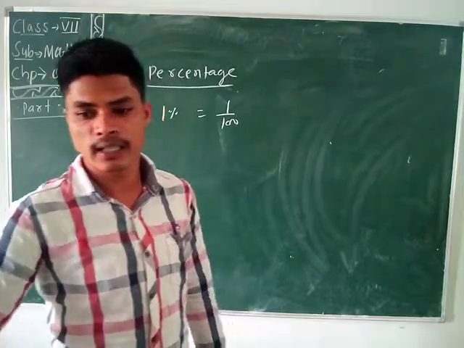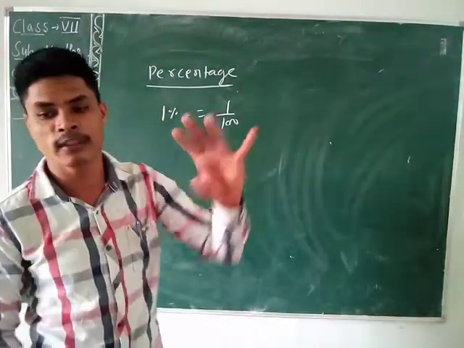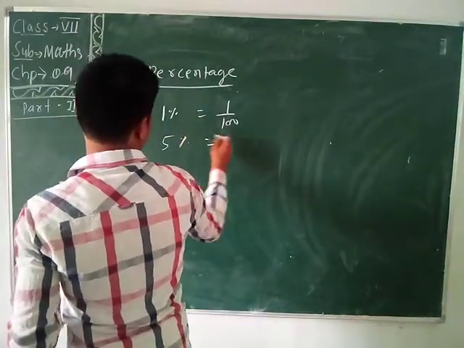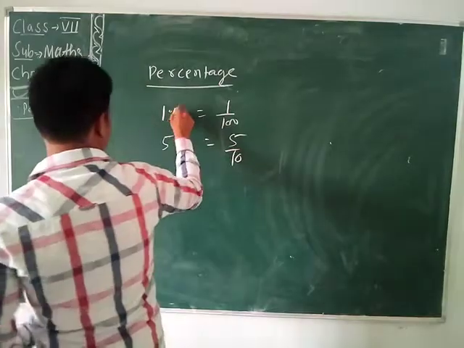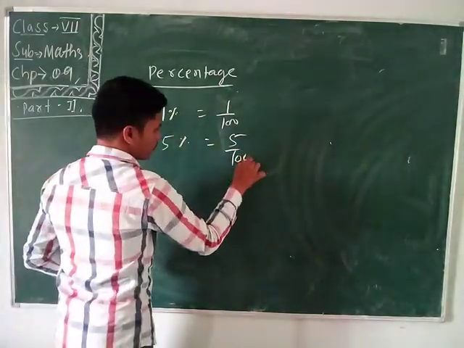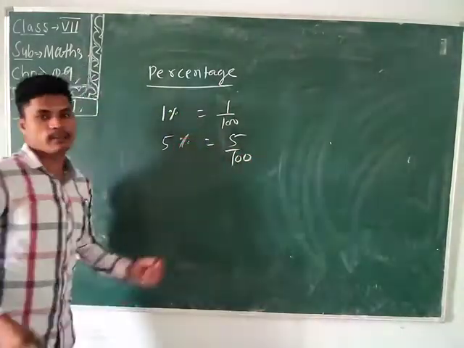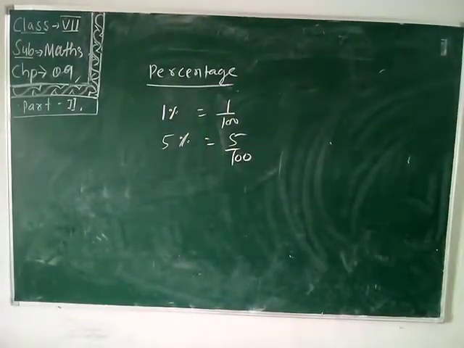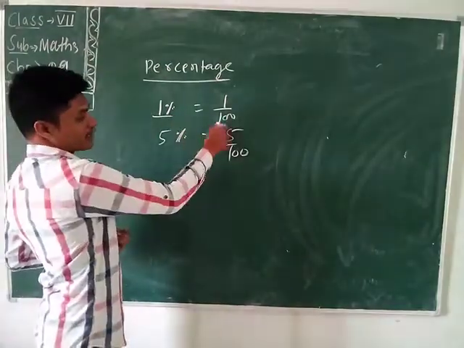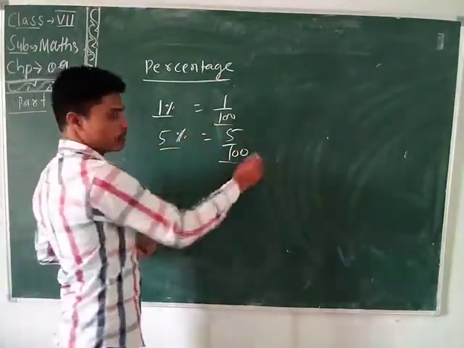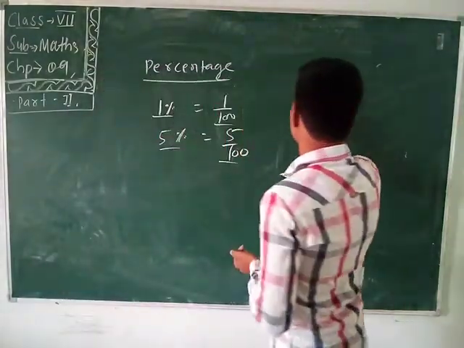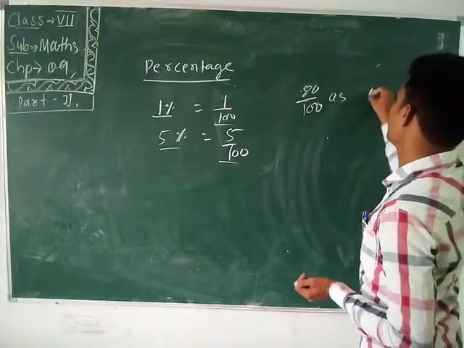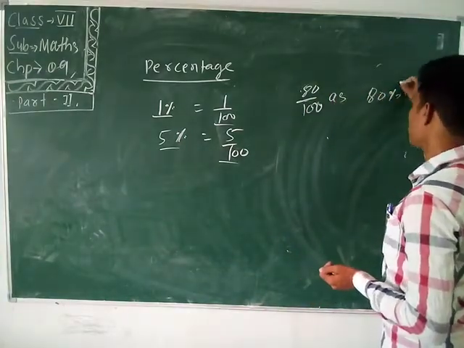Now we can also take many examples, like 5%. 5% means 5 by 100, and % is the sign of percentage. 1% is written as 1 by 100, 5% is written as 5 by 100. Now we can write 80 by 100 as 80%. It is generated as percent.